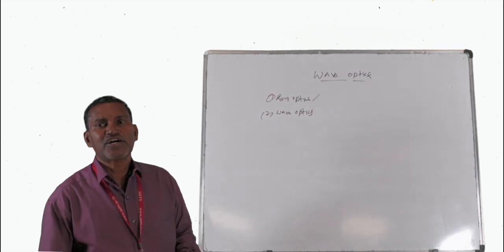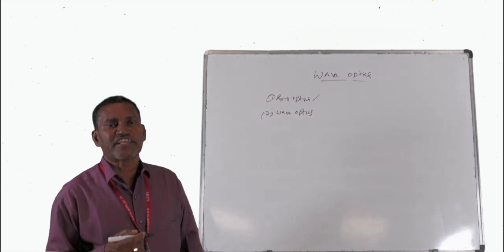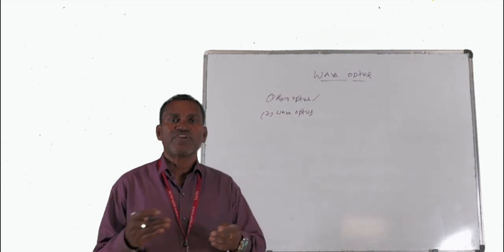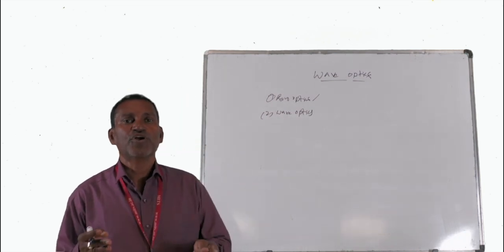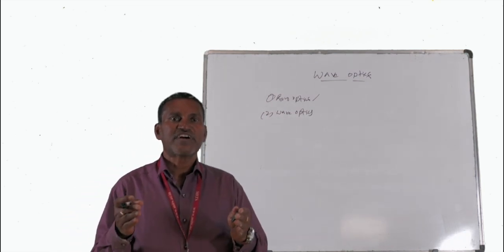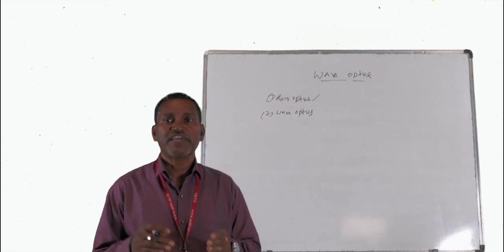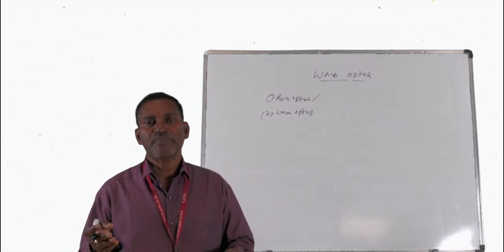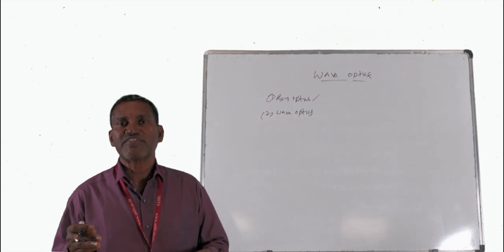There are three kinds of waves. But first of all, what is a wave? We should know what a wave is. A wave means a disturbance of the matter. For example, waves are produced in solids, liquids, and gases also.